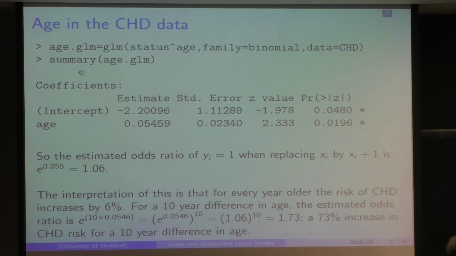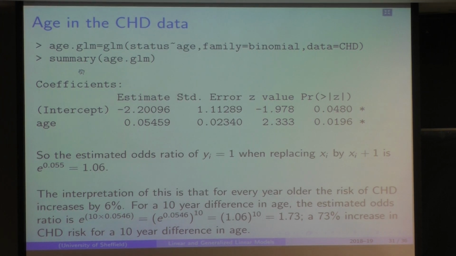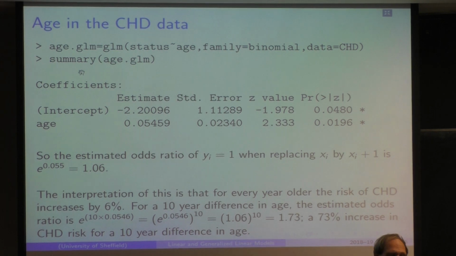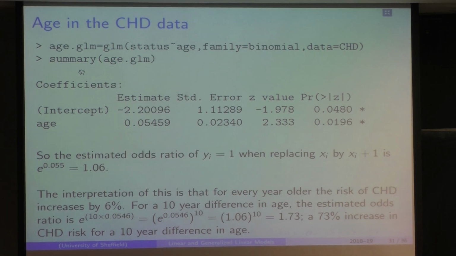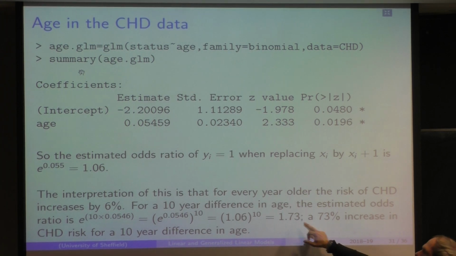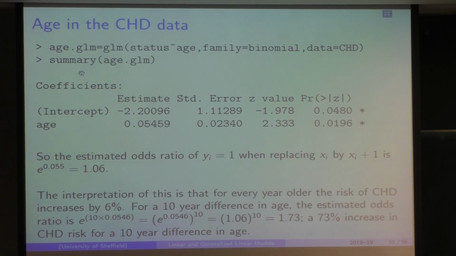And you can do this for longer periods of time. So that's the odds ratio for 1 year. For a larger number of years, you just take that odds ratio and you take it to the power of the number of years. So for 10 years, you would want 1.06 to the 10. And so for a 10-year difference of age, the odds ratio is then 1.73 for getting coronary heart disease.